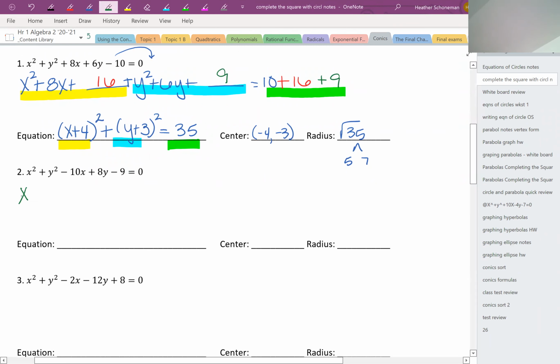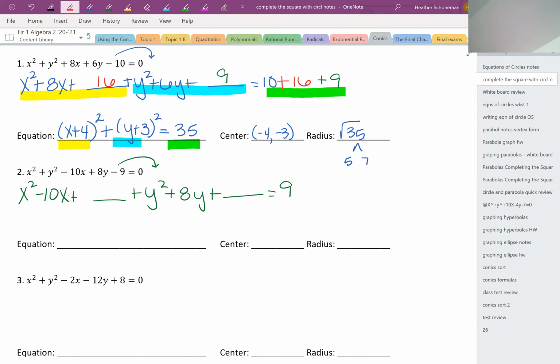Okay, we'll do this again. We're going to group our x's, and we're going to group our y's. Okay, anything without a variable goes to the other side. So it's -9 on the left, so it becomes +9 on the right. So to fill in the blanks, the same thing. Half of 10 is 5, 5 squared is 25.